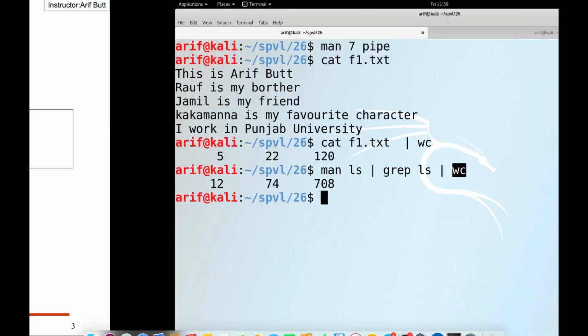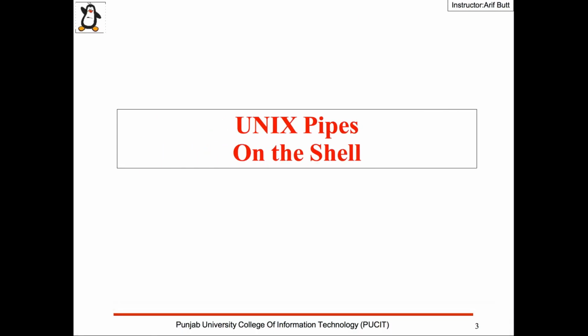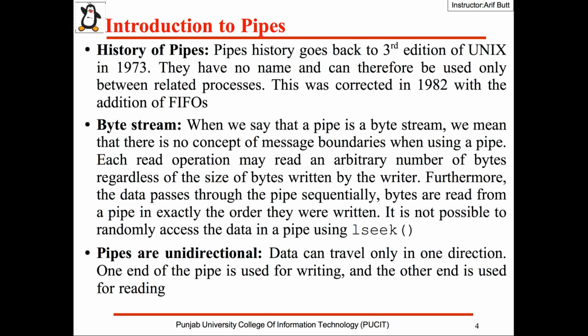Okay, so let's fall back to the slides. Pipe history goes back to the 3rd edition of UNIX in 73. They have no name and can therefore be used only between related processes, which was corrected in 1982 with the addition of named pipes or FIFOs.